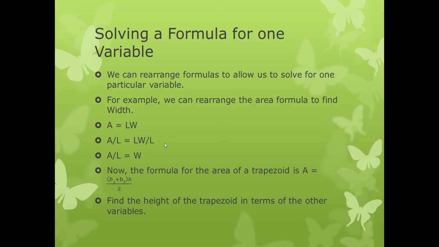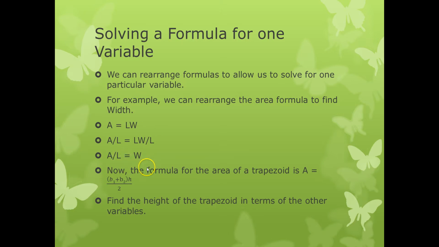So we can rearrange formulas to allow us to solve for one particular variable. For example, we can rearrange the area formula to find width. So A is equal to LW. A over L is equal to LW divided by L, and the L's cancel out here. So A over L is equal to W.